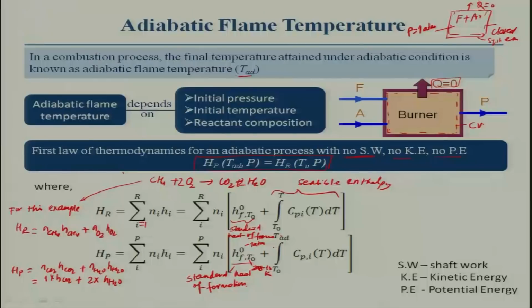Only if you use this can you calculate the adiabatic temperature. And keep in mind that for the reactant it is T naught to T. If the reactant is at 298 Kelvin, what will happen? This will be 0, for T equal to 298.15 Kelvin, okay. If the initial temperature is that. But if the initial temperature is 600 Kelvin, then I cannot make it 0. This sensible enthalpy cannot be 0, it will be some finite value that you will have to calculate. Is that clear? Okay.